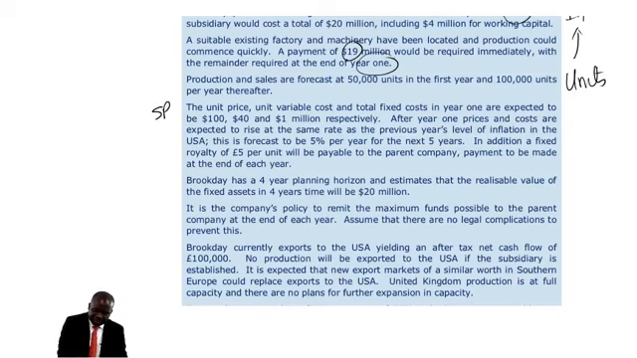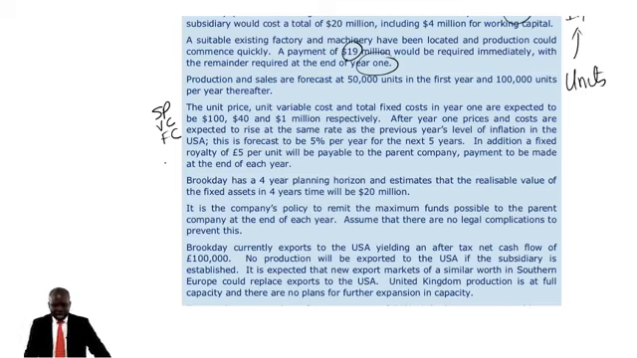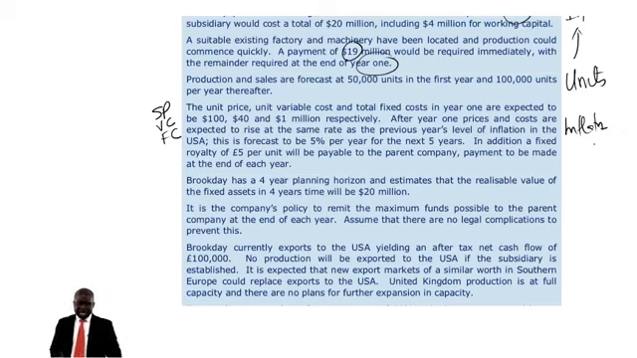So this is my selling price, variable cost, and then fixed cost. After year 1, prices and costs are expected to rise at the same rate as the previous year's level of inflation in the USA. This is forecast to be 5% per year for the next 5 years. So this is where I can also get inflation. In addition, a fixed royalty of £5 per unit will be payable to the parent company. Payment to be made at the end of each year. So I also see royalties here.